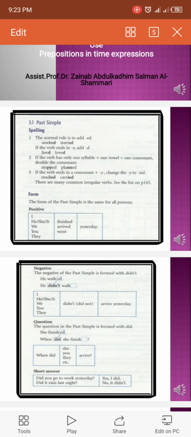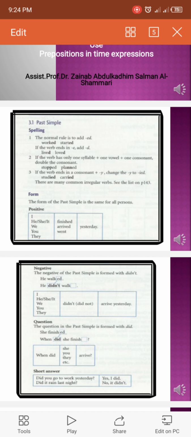Number 4. If the verb ends in a consonant plus y as the last letter, change the y to ied. For example, studied, carried. There are many common irregular verbs. The form of the past simple is the same for all persons.